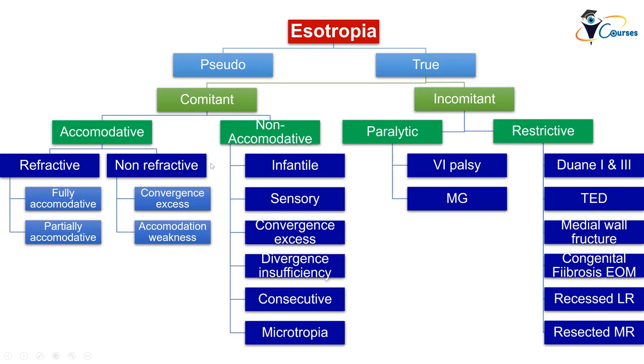What's the difference between the refractive and non-refractive? Refractive is basically due to hyperopia, due to hypermetropia. Those children who have high hypermetropia tend to have more accommodation, so they will have more convergence. It can be fully accommodative or partially accommodative. What is the difference between both of them? The fully accommodative will be fully corrected by glasses, while the partially accommodative will be partially corrected by glasses, and they will need further surgery to correct the residual esotropia.